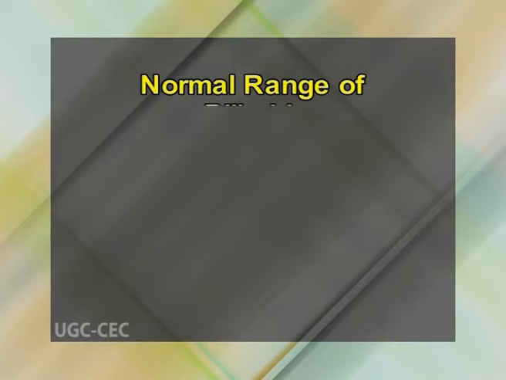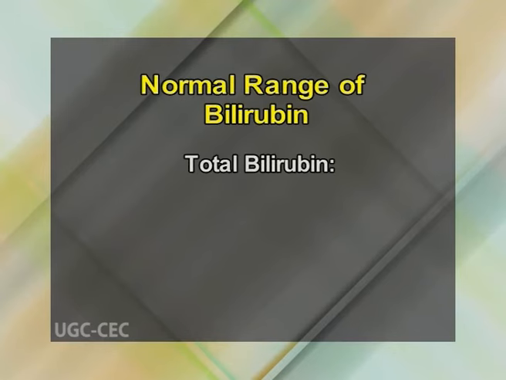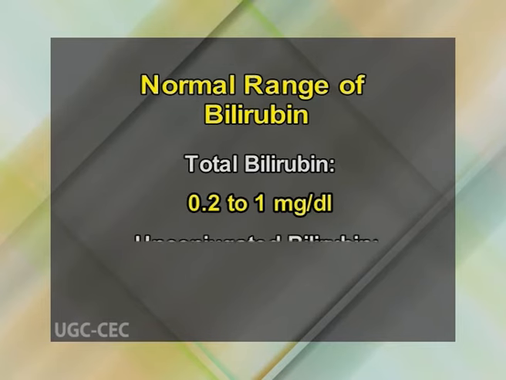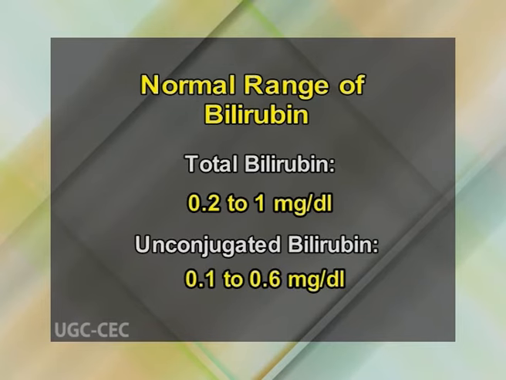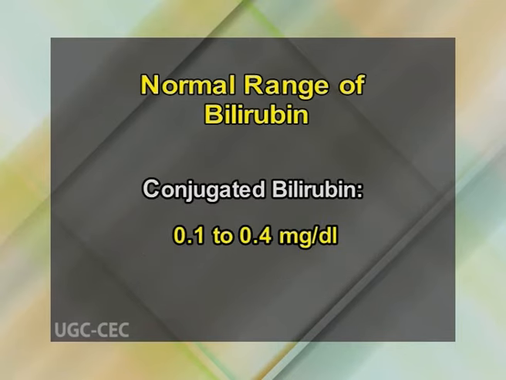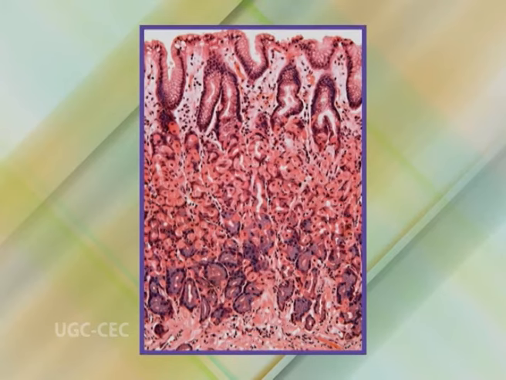The normal range of bilirubin is: total bilirubin ranges from 0.2 to 1 mg per deciliter. Unconjugated bilirubin ranges from 0.1 to 0.6 mg per deciliter, and the conjugated bilirubin ranges from 0.1 to 0.4 mg per deciliter. A rise of bilirubin level to that of 2 mg per deciliter results in the symptoms of jaundice, which is marked by the deposition of bilirubin in the various mucous membranes.